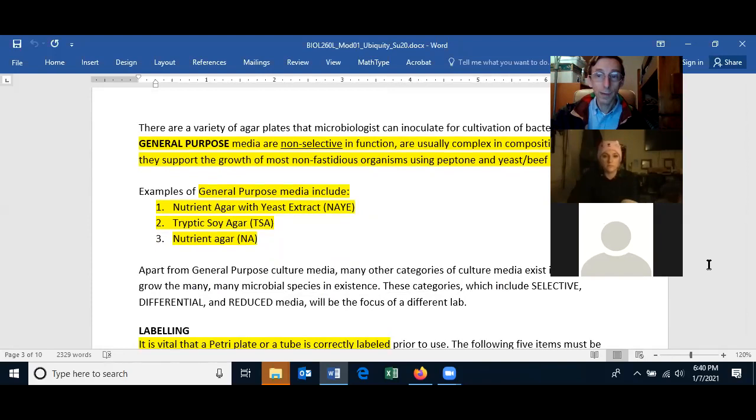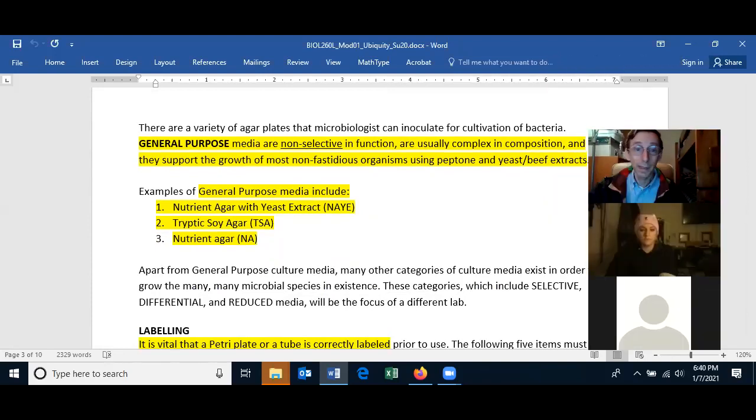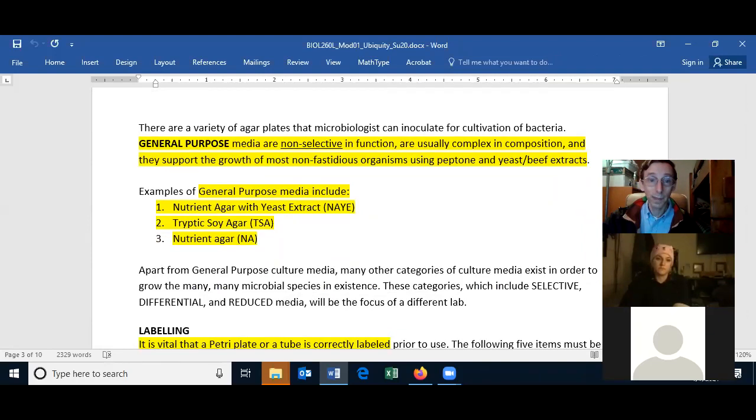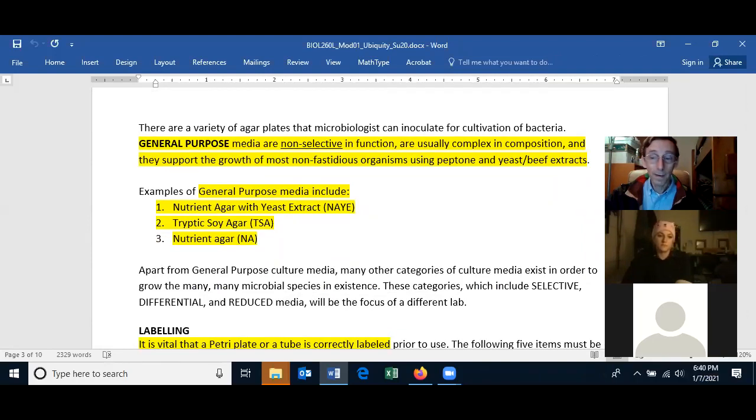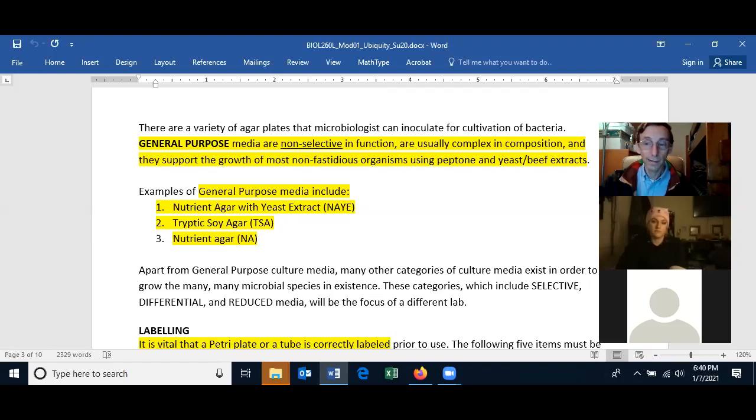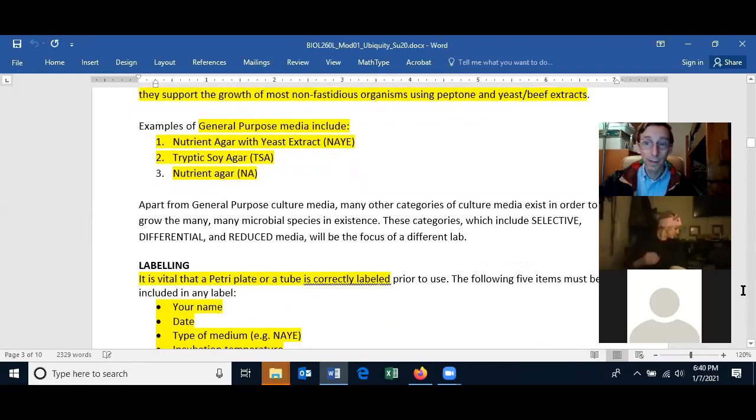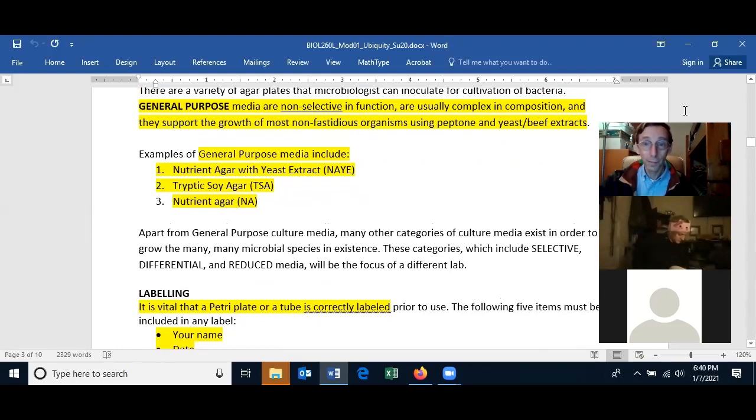You should know that today we're going to be talking about general purpose media. They are non-selective in function, meaning they don't select for certain organisms or things to grow in them. They're usually complex, meaning we don't know their entire composition, and they support the growth of many organisms that we call non-fastidious. A fastidious organism is one that's difficult to grow, and you need to add certain ingredients to the media in order to grow a fastidious organism.